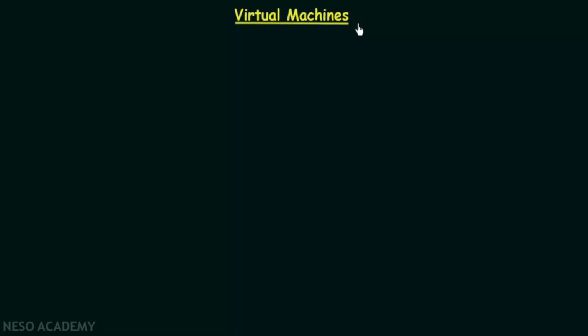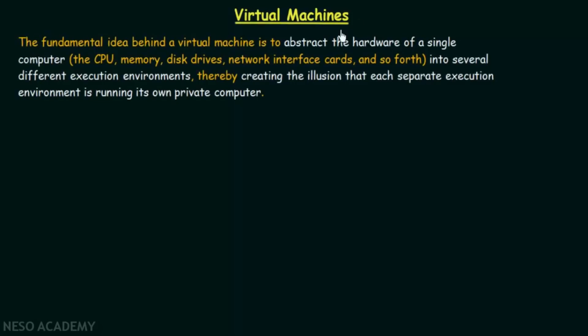In this lecture, we will be studying virtual machines, what virtual machines are and what the idea behind the concept of virtual machines is. The fundamental idea behind a virtual machine is to abstract the hardware of a single computer, like the CPU, memory, disk drives, network interface cards, and so forth, into several different execution environments, thereby creating the illusion that each separate execution environment is running its own private computer.